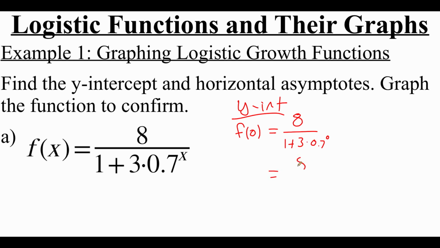So I can simplify this down to be 8 over 1 plus 3. But I know 1 plus 3 is just 4, so I have 8 over 4, meaning that my y-intercept is happening at a y value of 2.